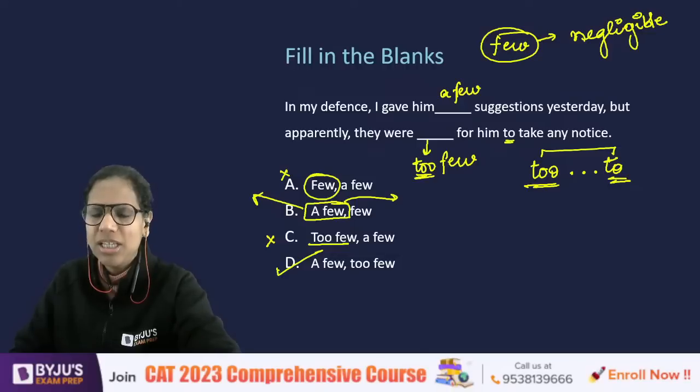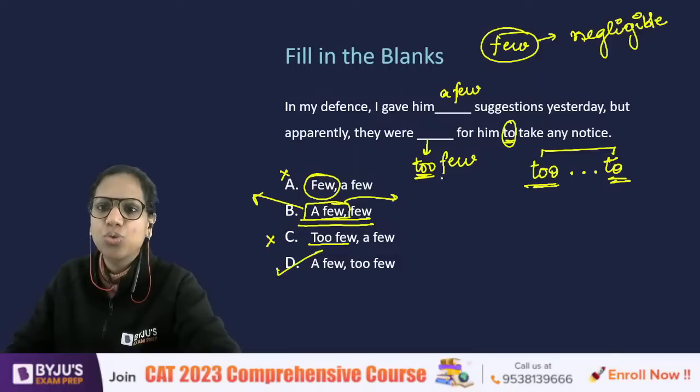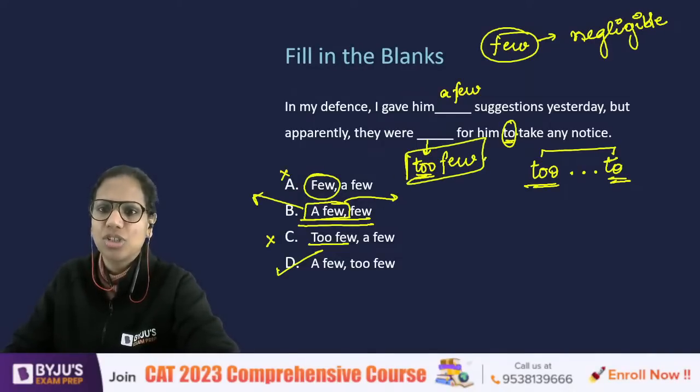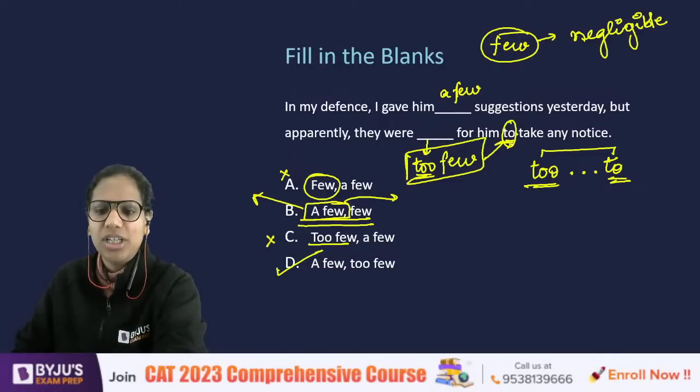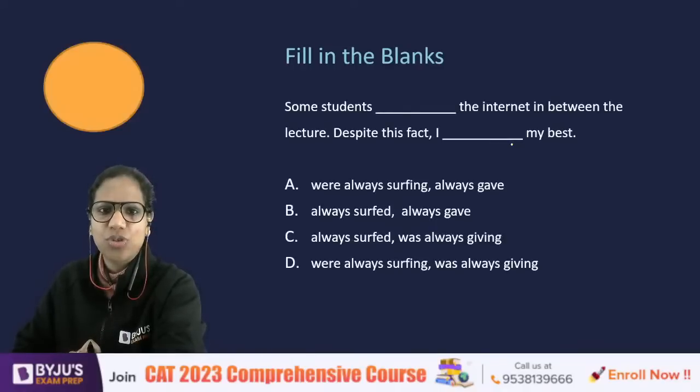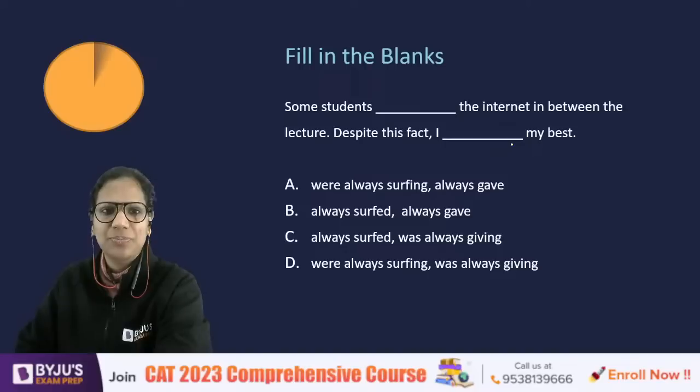Hope this makes sense. Not B. Some of you said B. B does not fit here because of this two structure. They were few for him to take any notice? No, they were too few for him. Even though few means negligible, here we have to preserve this two structure. Right? Okay, so D, Delhi here. Let's go to the next question. Fill in the blanks. Four options again. Let's see what you say.